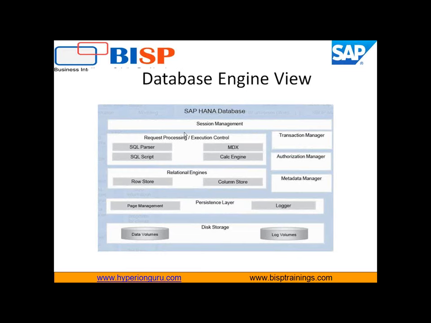Once the transaction manager coordinates the transactions and controls where it has to go, the authorization manager will come into the picture and say, okay, this guy is authorized. If he's a developer, yes, he can do the modifications and he can update and save that. And if it is a power user, this guy has certain areas where he can go and fetch the data. After authorization is done, it will get on to the request processing execution control.